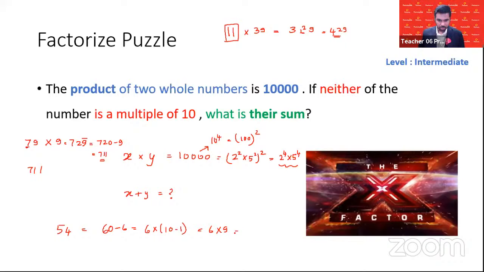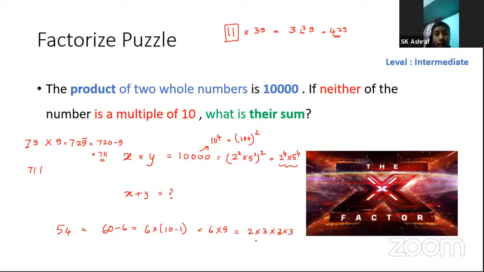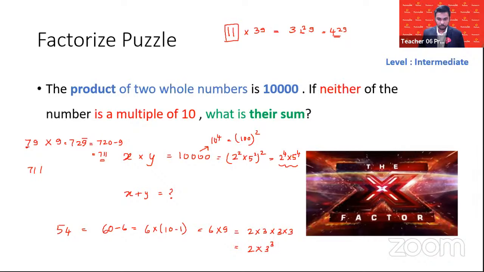Correct? Yes, sir. 6 I can write as 2 into 3, and 9 is 3 into 3. Now this is the prime factorization of 54. Another way of writing this simply is 2 times 3 cube, because 3 is repeating 3 times, so you will write it as superscript 3.